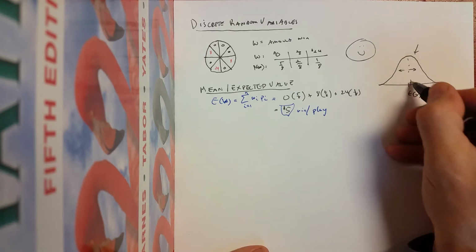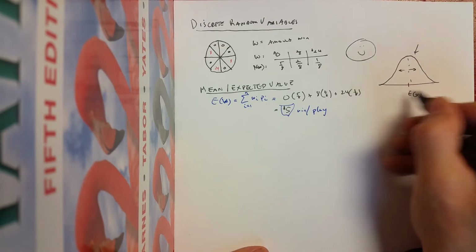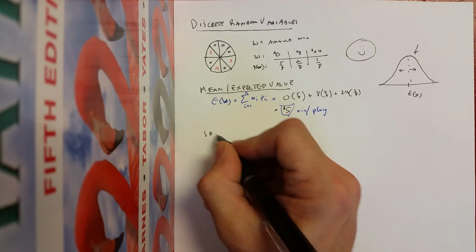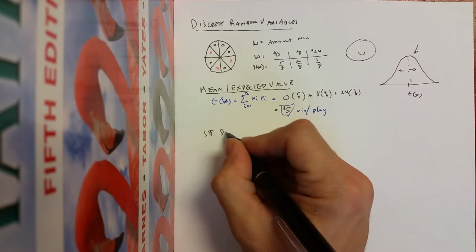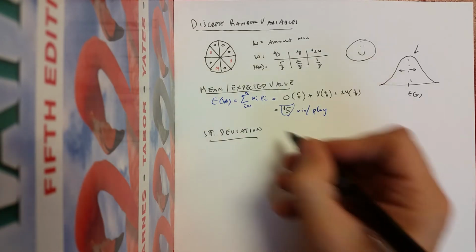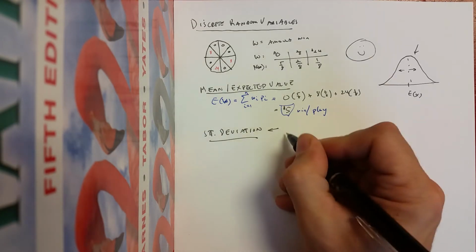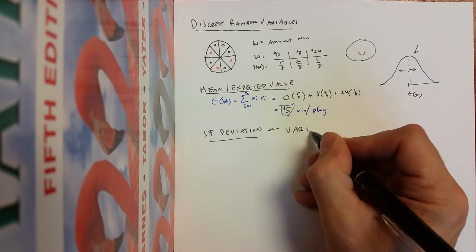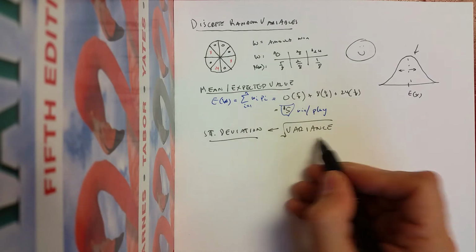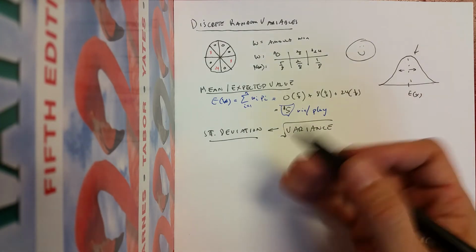But the idea is, how often will you get values close to average? And that's what the standard deviation tries to measure. Calculating the standard deviation really involves first finding the variance. The standard deviation happens to be the square root of the variance. So we really will always find the variance first, and then if we want, we'll go ahead and find the standard deviation.